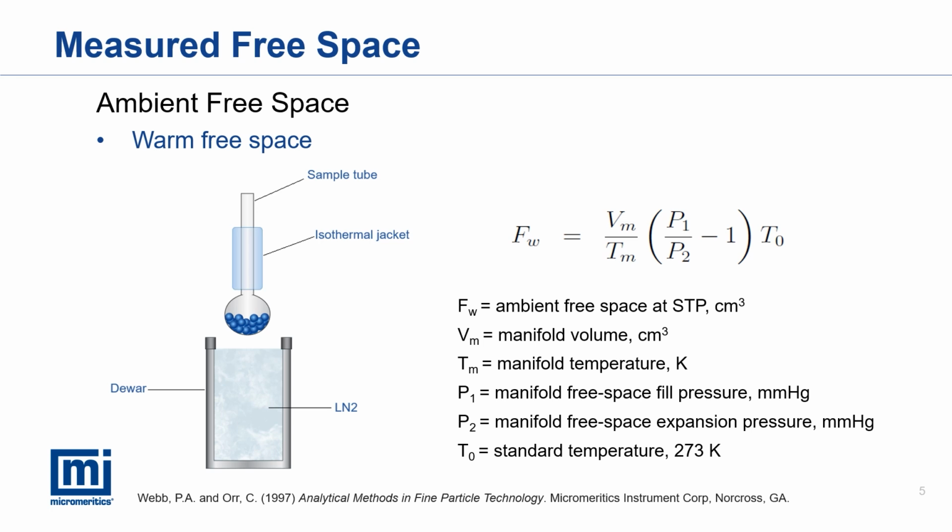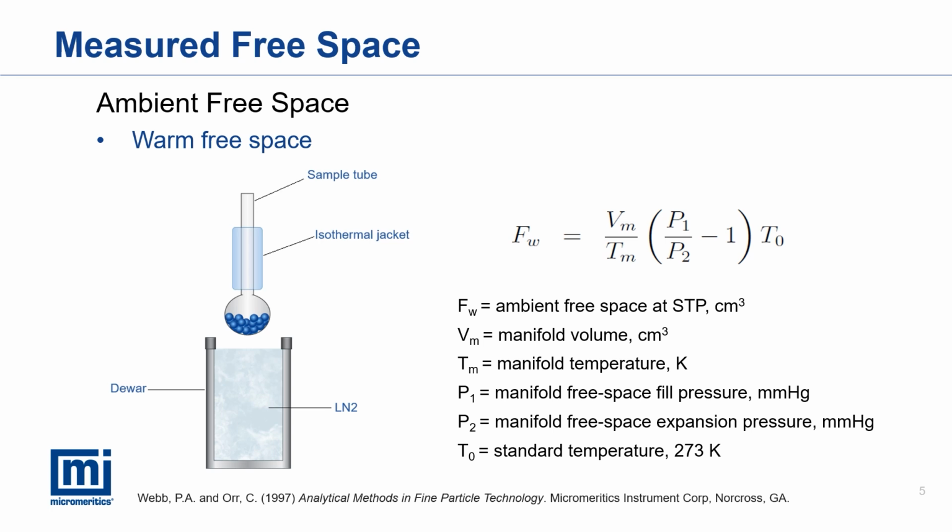Let's take a look at how free space is obtained on the Micromeritics TriStar and 3Flex instruments. This process involves 2 distinct measurements: ambient or warm free space, and analysis or cold free space. Ambient free space is determined at room temperature with the dewar down. The calibrated manifold and sample tube are first evacuated to remove all gas. The manifold is then pressurized with helium to slightly above atmospheric pressure. Pressure is measured using a pressure transducer, and temperature is monitored. Gas is allowed to expand into the sample tube, and pressure and temperature are again monitored.